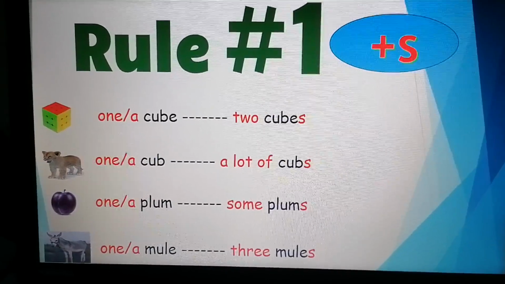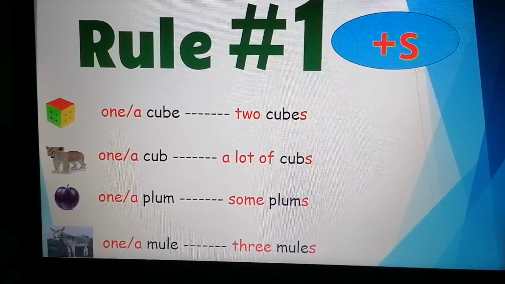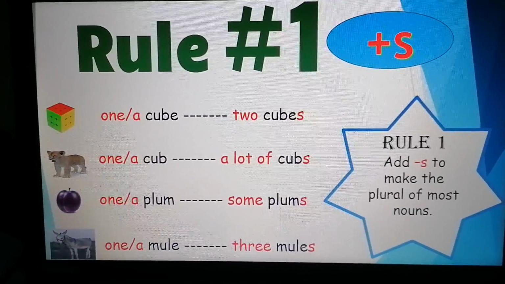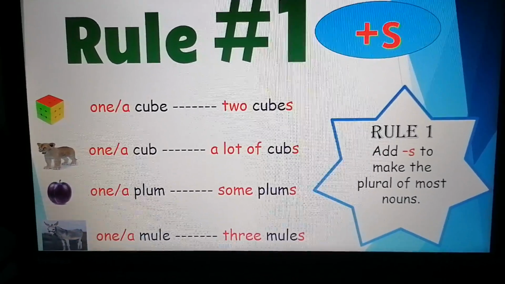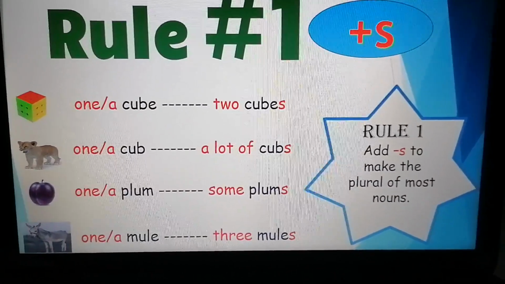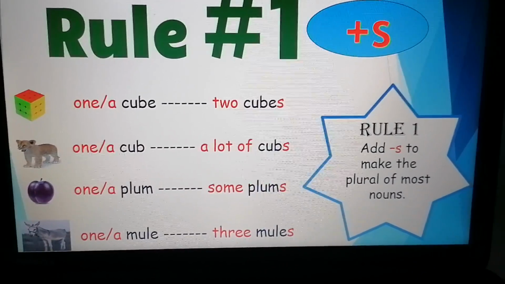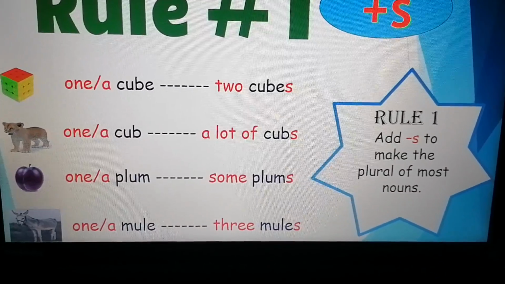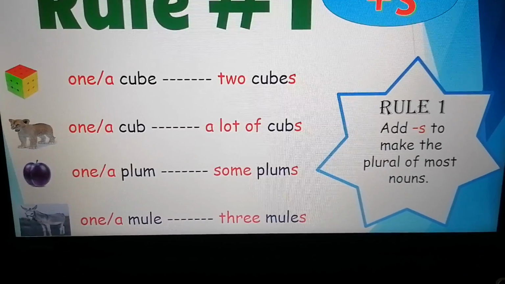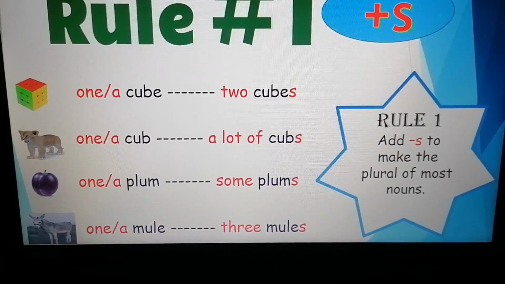What did we notice, or what can we remember about rule number 1? Rule number 1 tells us to add s to make the plural of most nouns. Like in these 4 examples, we only add s to get the plural of this noun. Like 2 cubes, a lot of cubs, plums, and mules.